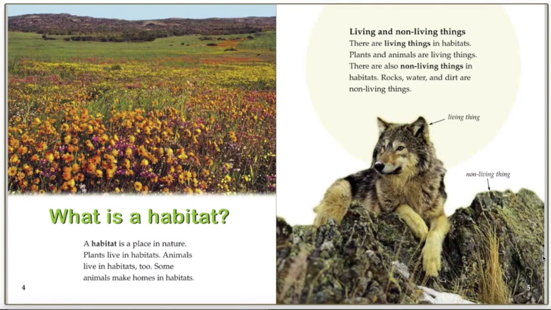And on this next page, you see the header living and non-living things in bolded letters. And that is just going to be a heading in this page. And so we're going to be learning about living and non-living things on this page. There are living things in habitats. Plants and animals are living things. There are also non-living things in habitats. Rocks, water, and dirt are non-living things.